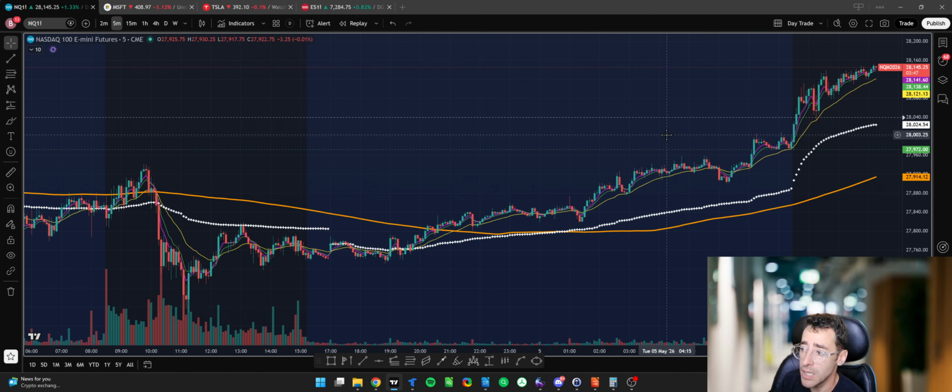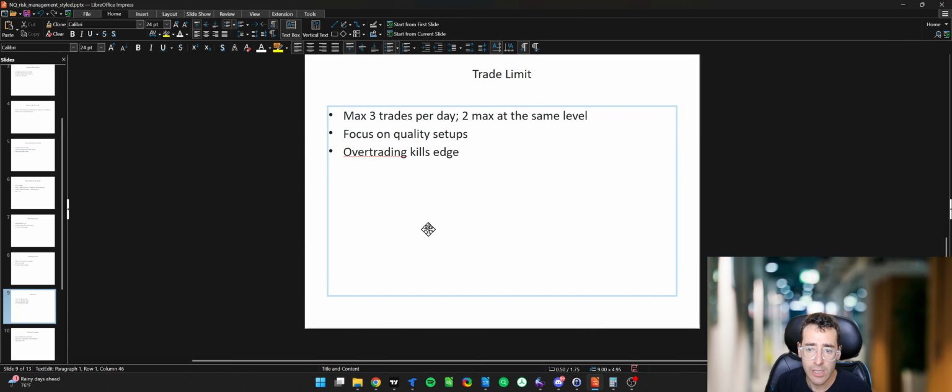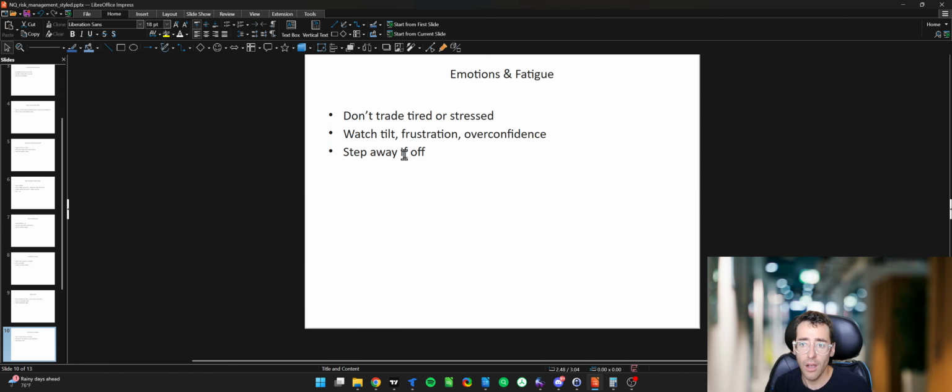Why? Because it's being manipulated. Obviously, if you lose twice on one level, do not trade that level again. It's not your trade. It's not your level to trade. Plain and simple. Okay. Overtrading kills your edge. Do not overtrade. Best case scenario is 1 good trade.